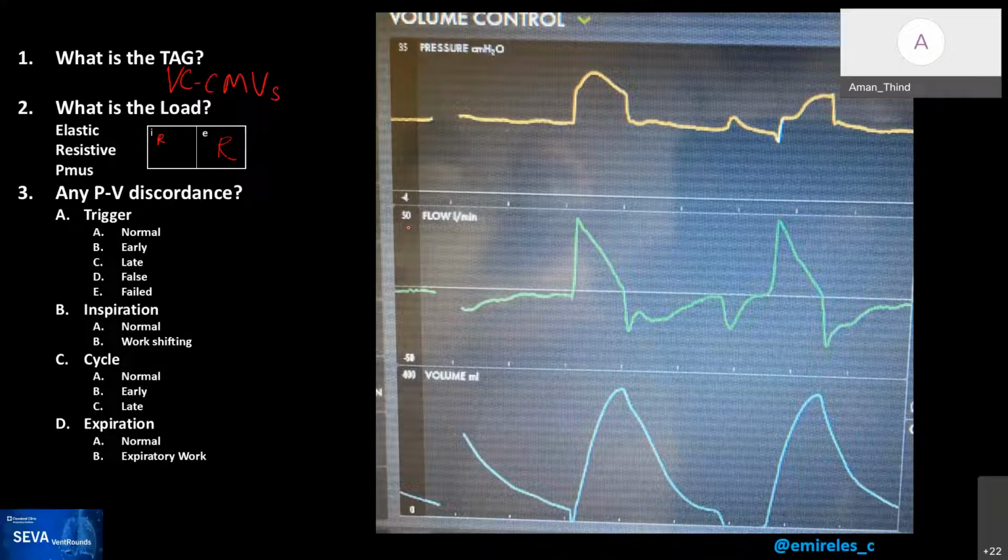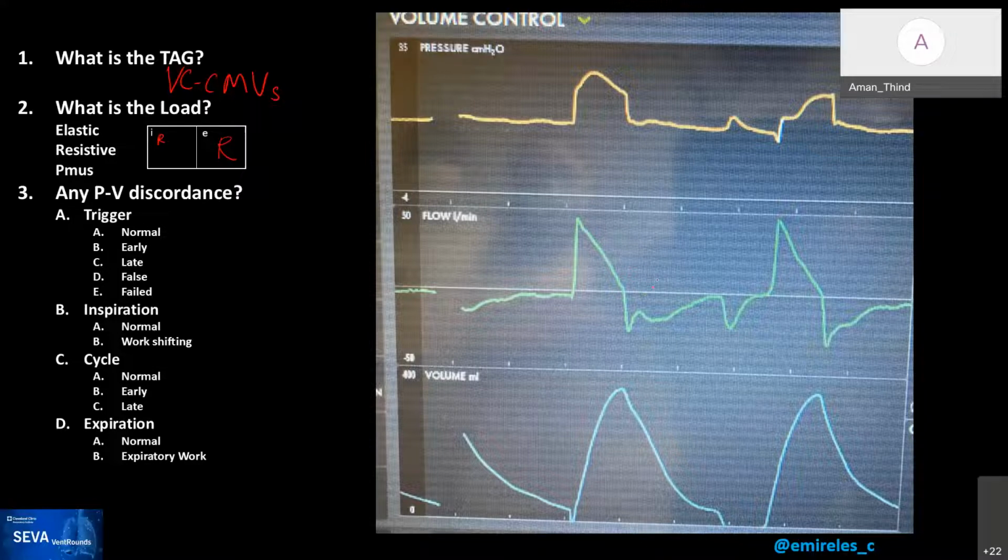So PV discordance wise, there's a couple things going on. The first thing I look at is the flow waveform right after the breath cycles off. The first one has a little indentation, a positive indentation. This kind of looks like some inspiratory PMUS right after, but I'm not sure because I don't see any inspiratory PMUS on the pressure. So it's difficult for me to call. Maybe there's some mild PMUS towards the end of inspiration, in which case that would be early cycle. But I probably wouldn't read too much into that blip.